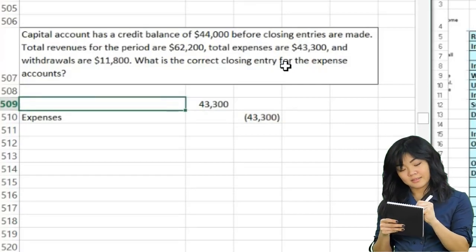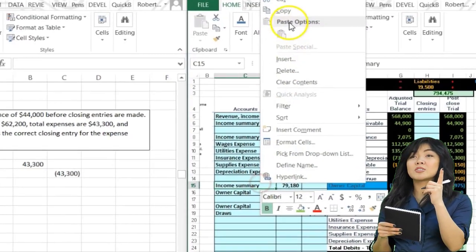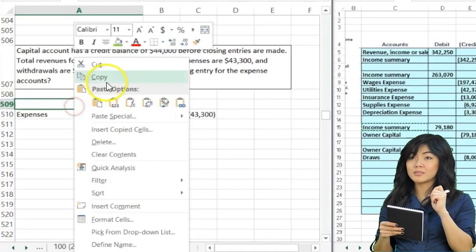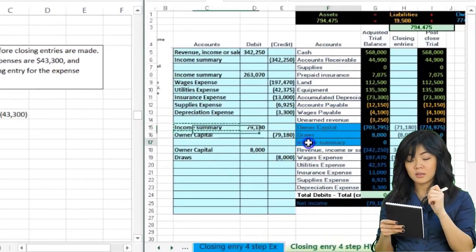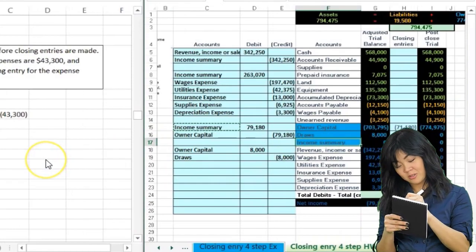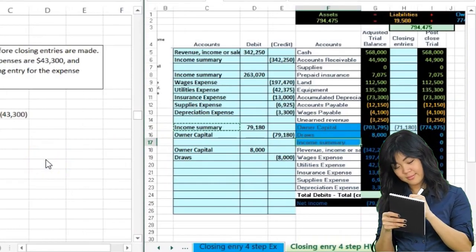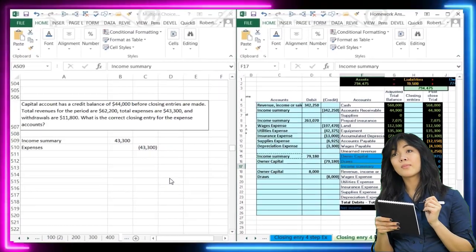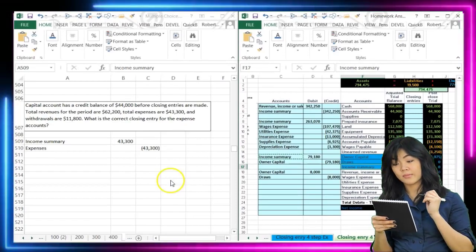And then we are going to debit once again the income summary, so the income summary account, and that's going to be here. Once we clear out the revenue to the income summary and the expenses to the income summary, what would then be in the income summary? Net income.